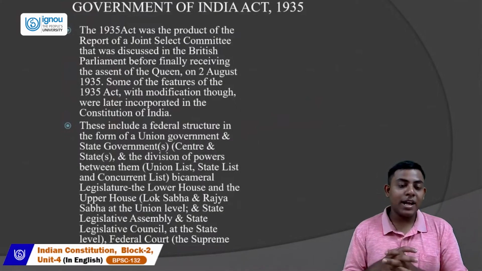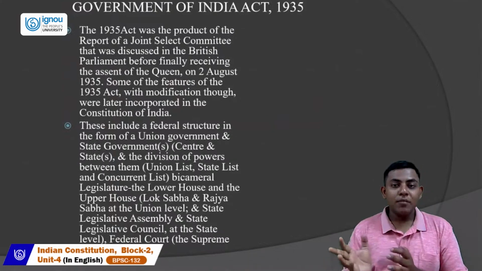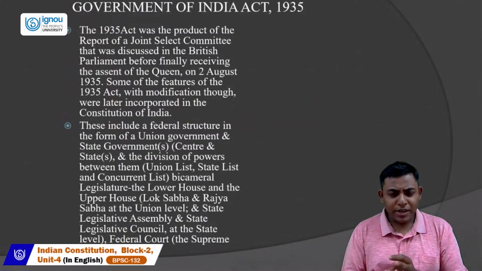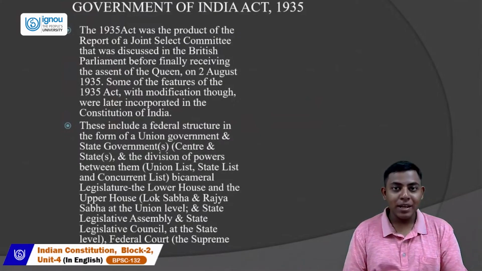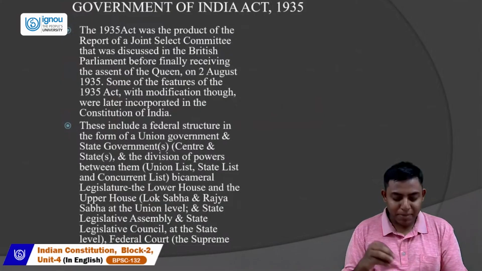So the Government of India Act 1935 also set up the Federal Court of India, which was later renamed the Supreme Court of India, although the Supreme Court at that time was not the highest court of appeal. The highest court of appeal was the Privy Council of the Emperor. However, post 1950, after the application of the Constitution, the Supreme Court has now become the highest court of appeal.